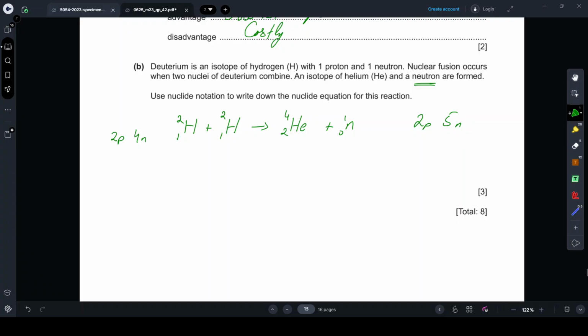A neutron is formed, right? So you have the helium, you have the neutron. You can't remove the helium, you can't remove the neutron. So how will you balance it? How will you end up with 4 neutrons over here, not 5?